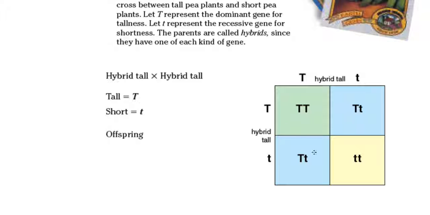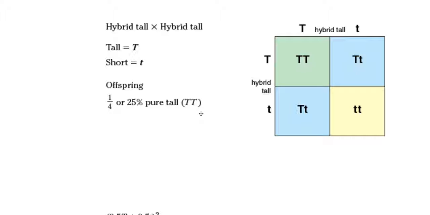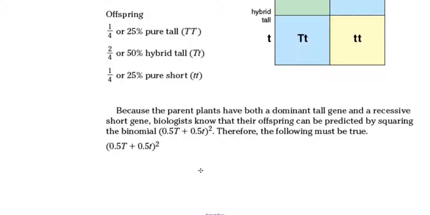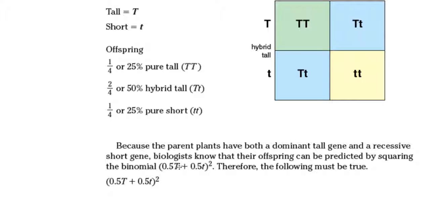Okay, so if we list the offspring, 1/4 or 25% pure tall because there's 1 out of 4. And then 2/4 or 50% hybrid tall because of these two, and finally 1/4 or 25% pure short. Remember, this was Mendel's second generation experiment. Because the parent plants have both the dominant tall gene and the recessive short gene, biologists know that their offspring can be predicted by squaring the binomial 0.5 T plus 0.5 lowercase t, squared.